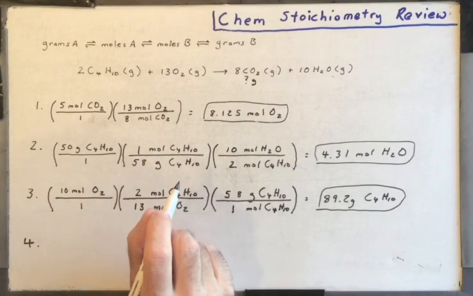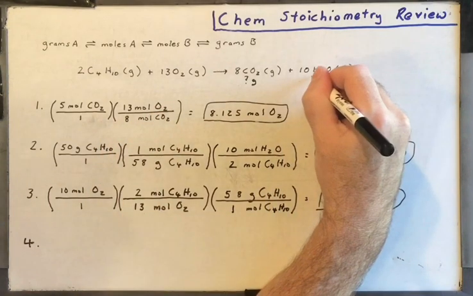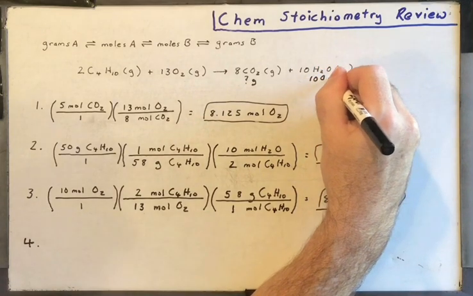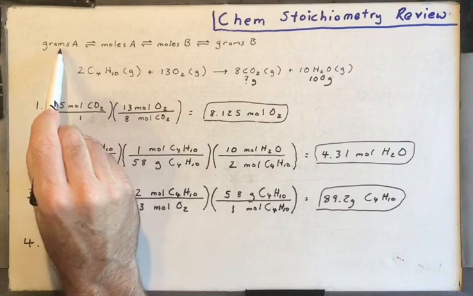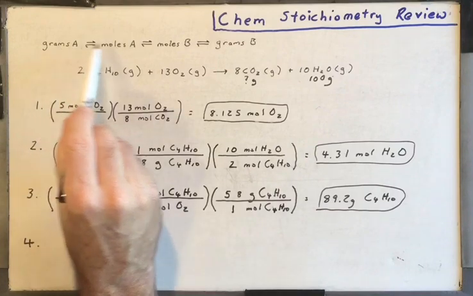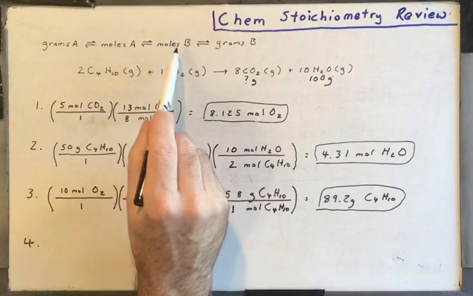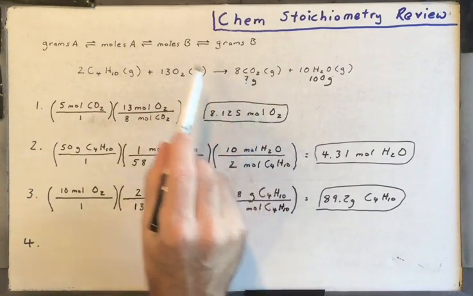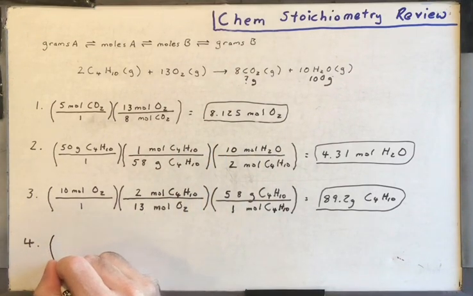And we are starting with 100 grams of water. So I'll put 100 grams there. Okay, so let's call water substance A. We've got to go from grams of substance A to moles of substance A, then to moles of substance B, which is carbon dioxide, and then to grams of substance B. So it's 4 sets of parentheses. All right, 100 grams.